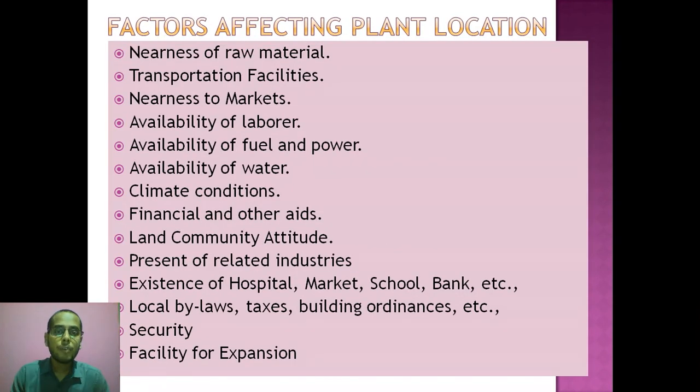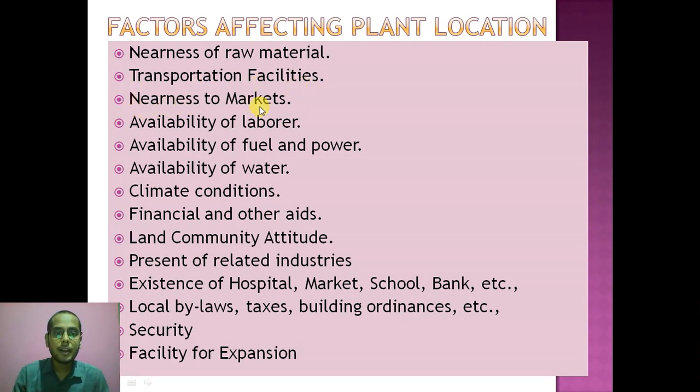Now, if we want to understand the factors which affect plant location, these factors are already written here. We will discuss them one by one. First is nearness to the raw material. If the material is near, the cost of the final product will be less. Then the transportation facility: if we have a good transportation facility, we can get raw materials very easily, and we can also transport the final product in an easy and cheap way.